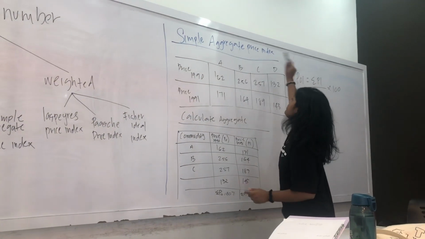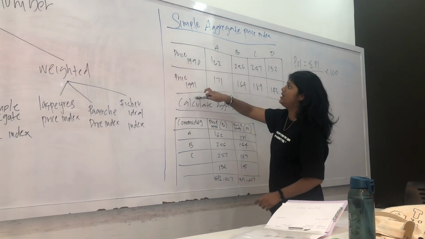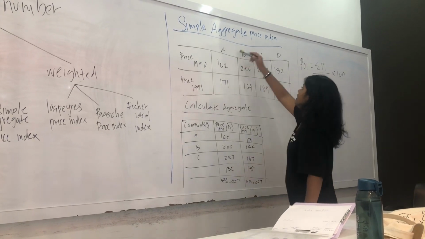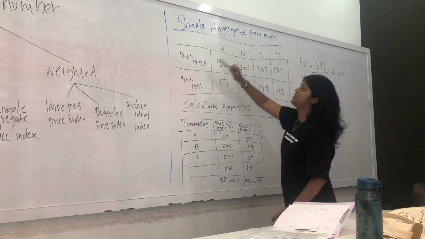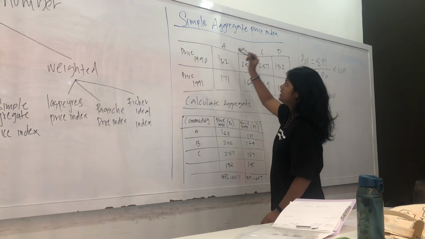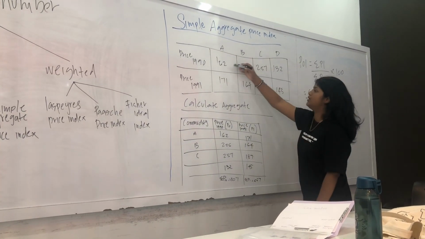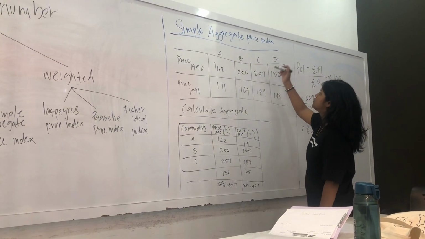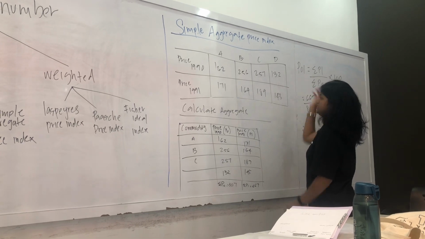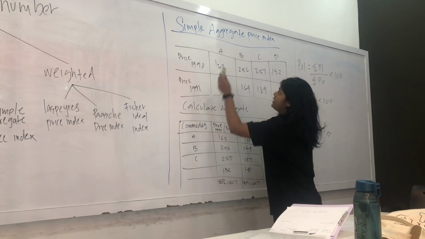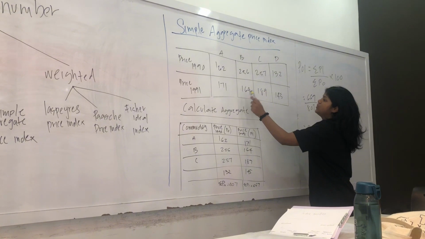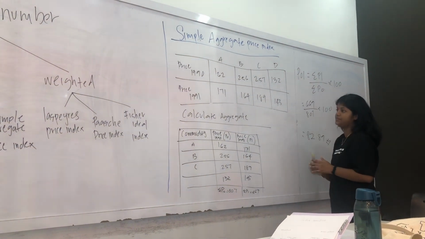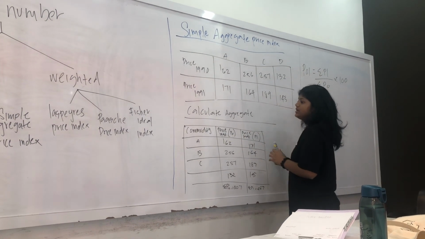So for the simple aggregate price index methods, the questions are, we'll do 1990 and 1991. They have options A, B, C, D. The price of 1990: A is 162, B is 256, C is 257, and D is 132. And the price of 1991: A is 171, B is 164, C is 189, and D is 145. So let's calculate the aggregate.